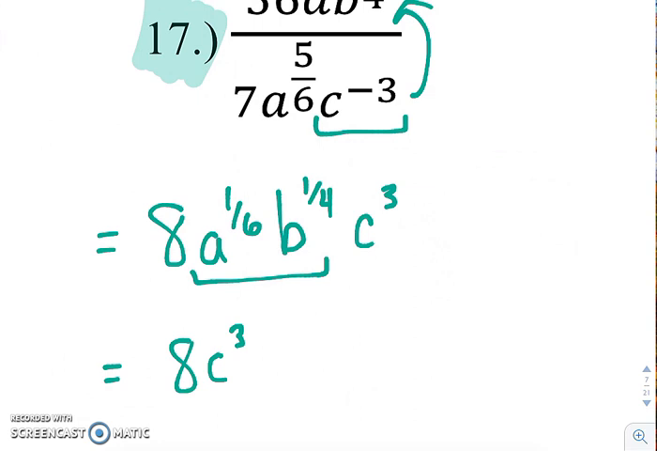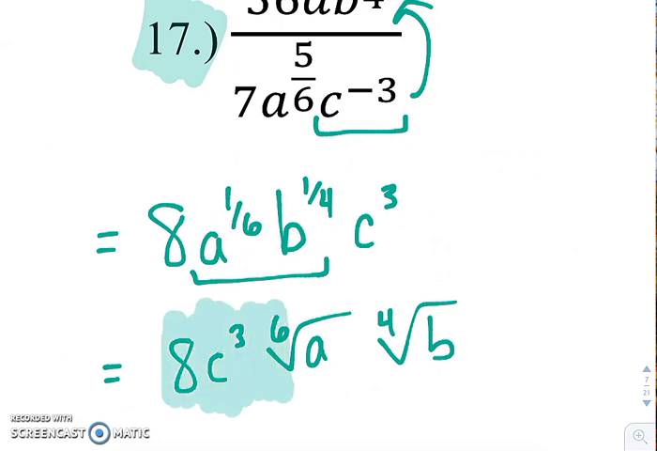And instead of trying to find a common denominator, I'm okay with keeping it as just the 6th root of A, or A to the 1st, it doesn't matter if you put that power of 1, times the 4th root of B. If you would have made them like denominators and made them both have a denominator of 12, you could have put them under the same radical, but that's okay. We can leave it as 8c cubed times the 6th root of A times the 4th root of B.